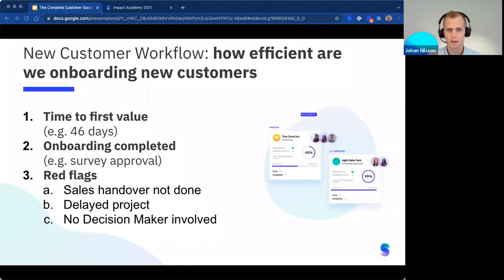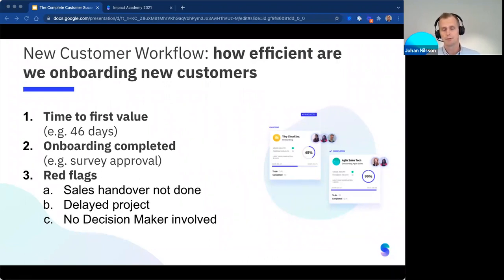If we start with the new customer workflow, basically how efficient are we at onboarding new customers? A key metric here is time to first value. So how quickly can we get a customer from signing to really getting to first value? This is something you can measure, and you can measure it in time, days, weeks, or similar.